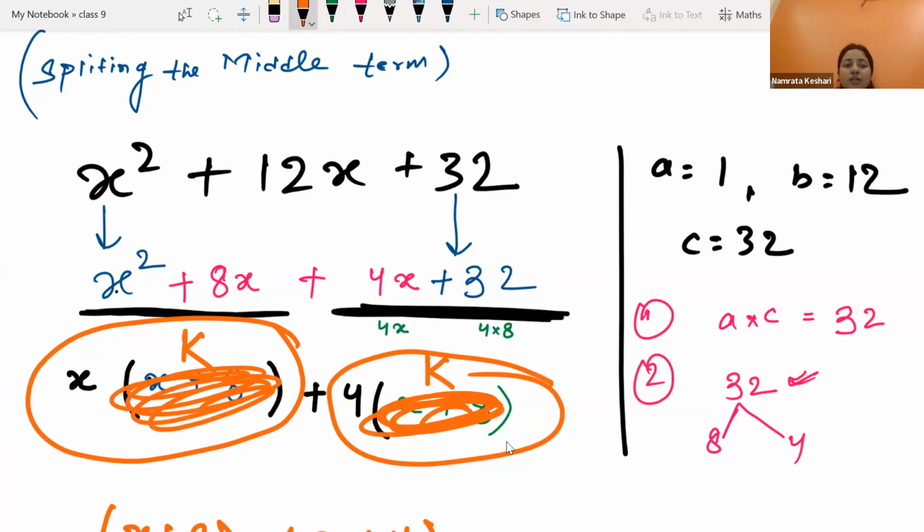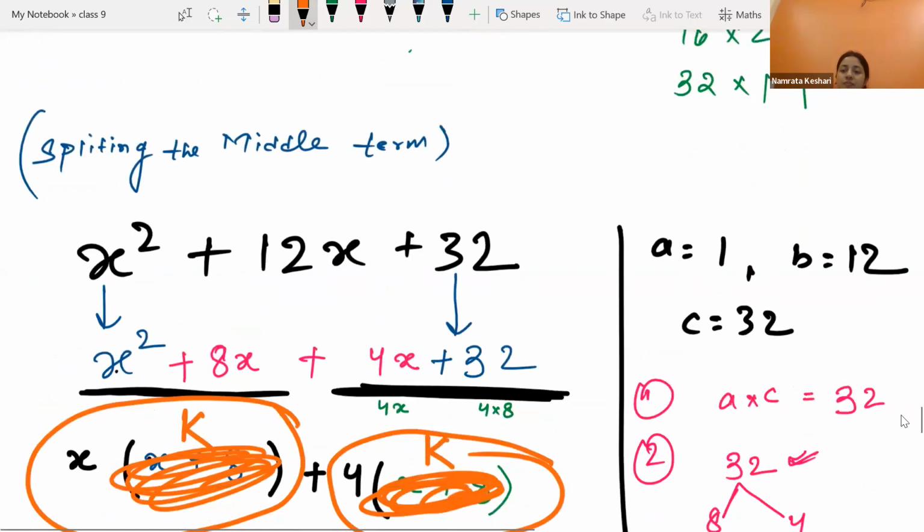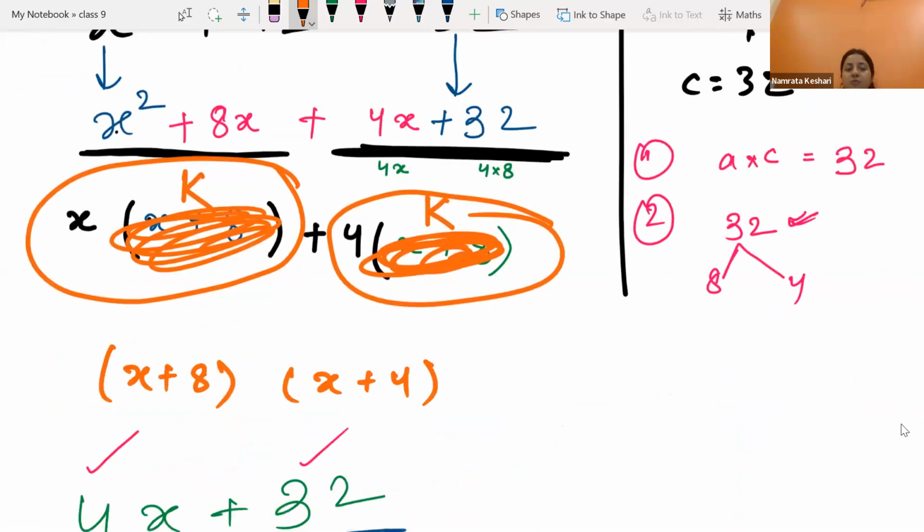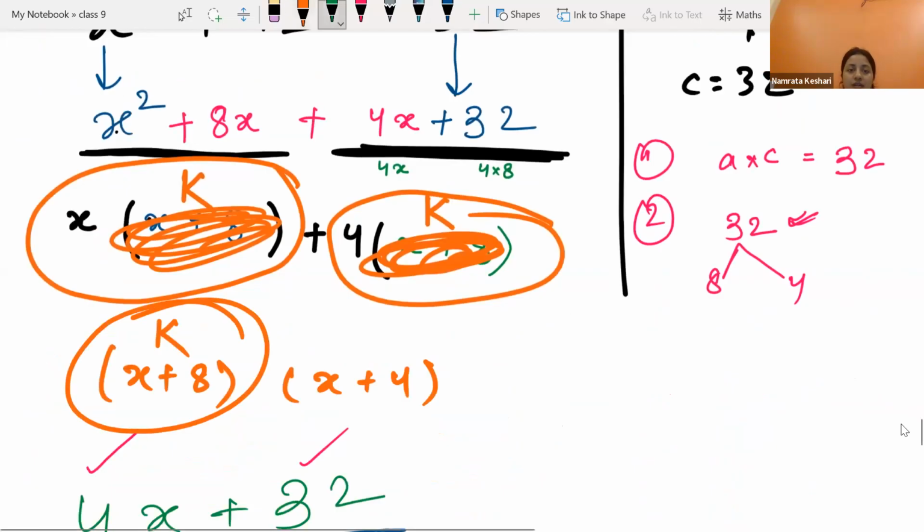Now, can you see any common factor? Can we say K is the common factor? Yes, ma'am. Aleph, can we say K is the common factor? Yes, ma'am. That's what I have written over here: K means x plus 8. We are saying that this is the common factor, and what is remaining? I'm writing the remaining with a green color marker. x is remaining in the first term, plus 4 is remaining in the second term, and we are done. Are you getting it?